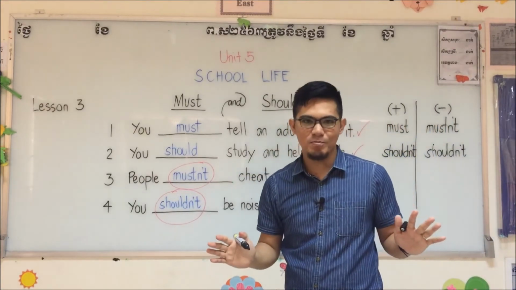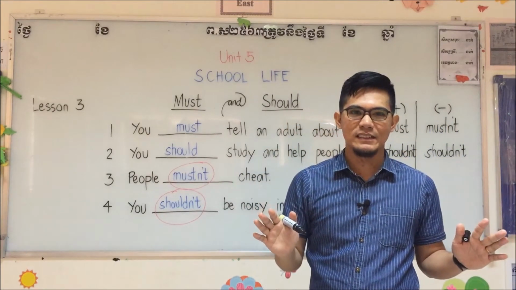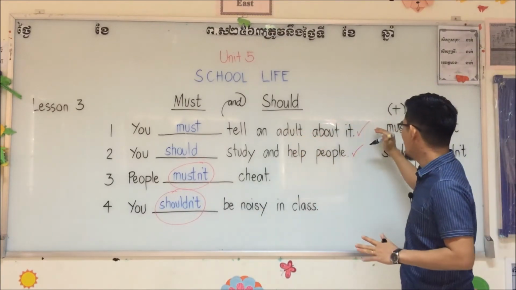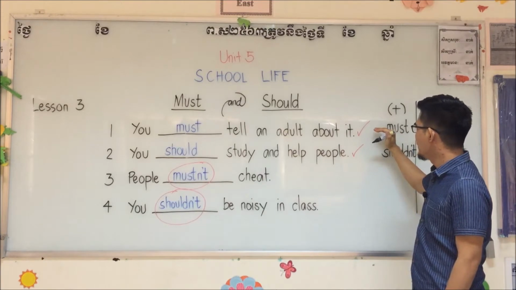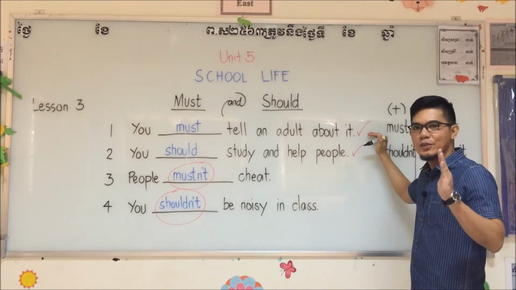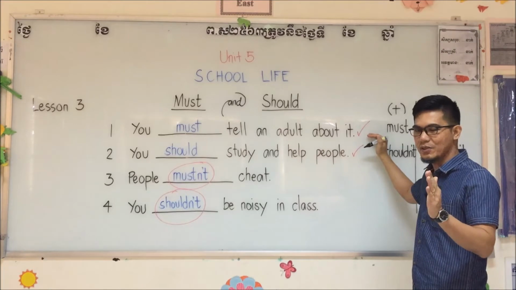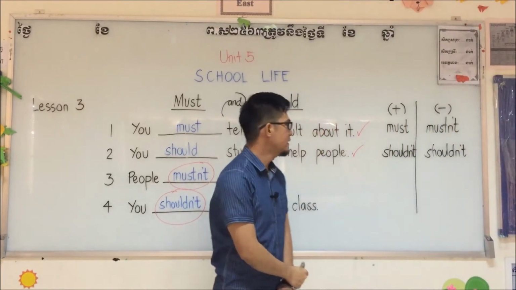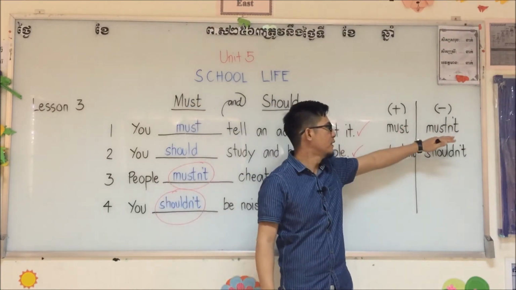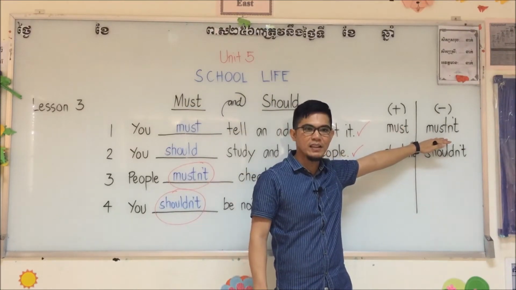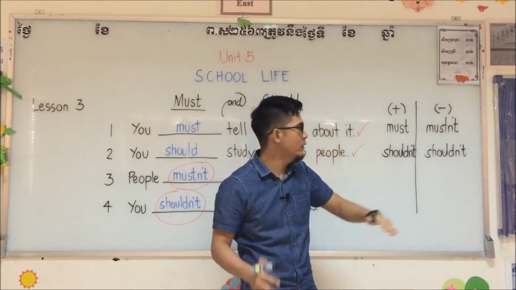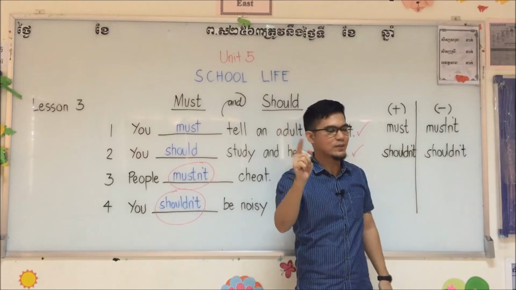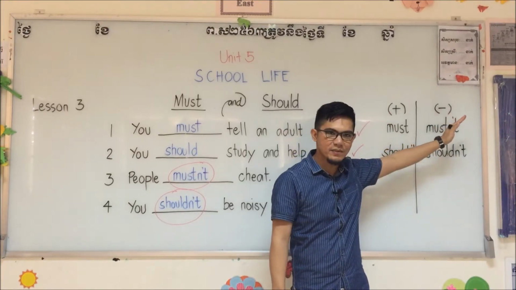That's our rules. Got it? We got 4 rules. For positive rules and strong obligations, we use must. For negative obligations or rules that you are not allowed to do, we use mustn't. 1, 2. A positive and a negative.